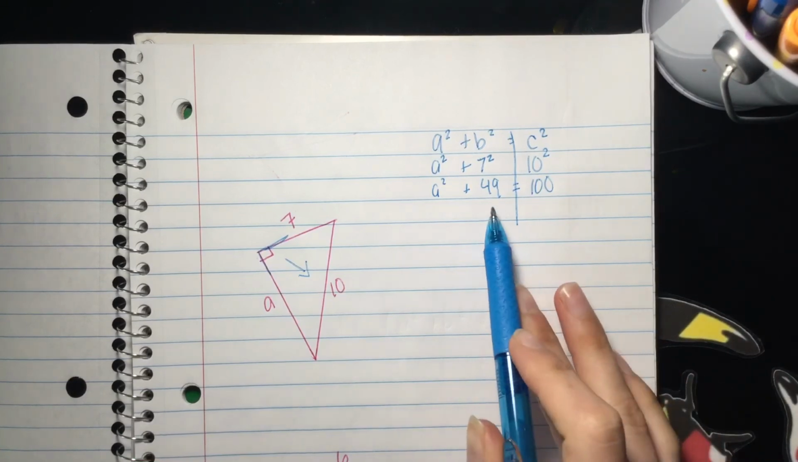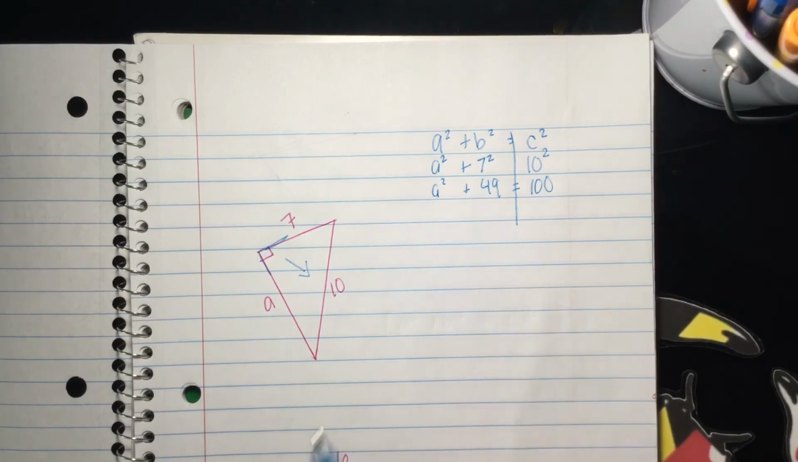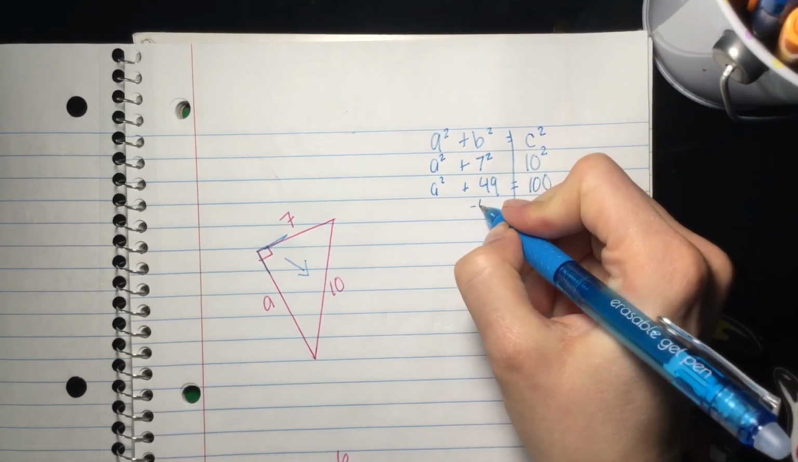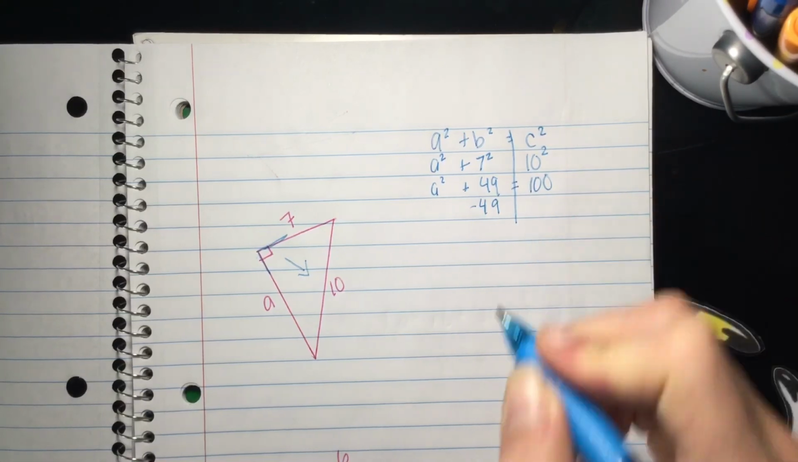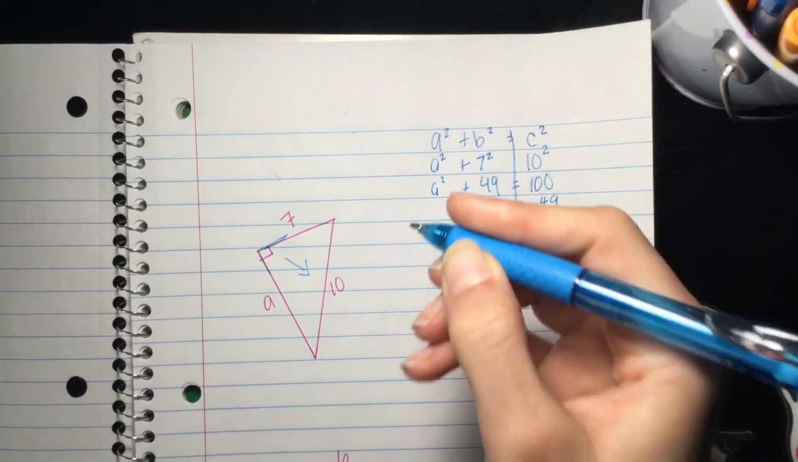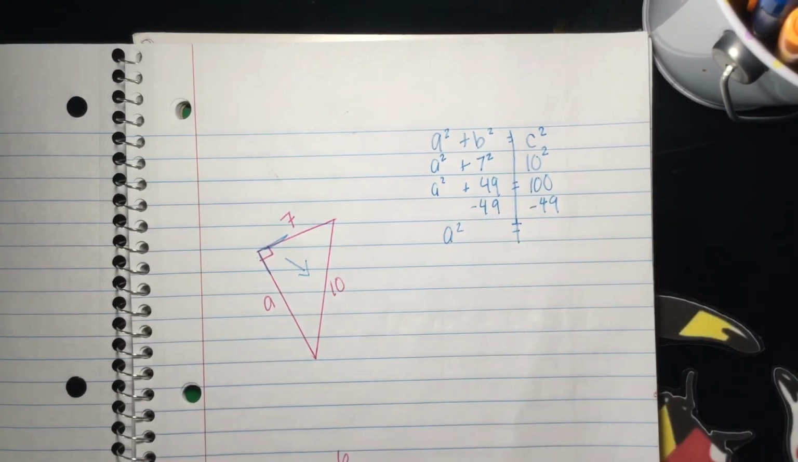All right, we have a couple of 2-step equations here. So, how do we get a by itself? We need to find the side with the variable, find the number not attached to the variable. So the number not attached to the variable is 49. From the opposite operation, we subtract 49. Whatever I do on one side, I also do to the other side. So then I have a squared equals 100 minus 49.